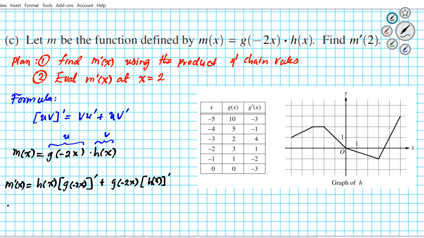Okay, all right, so let's differentiate. So m prime of x is going to be h of x times the derivative of this. You're going to use the chain rule, okay? So the derivative of the outer evaluated at the inner is g prime of negative 2x times the derivative of the inner. Now you got to be careful here. The inner function is negative 2x, so the derivative will be negative 2. All right, plus g of negative 2x times h prime of x. Okay, so we're done with part 1, which is to find m prime of x.